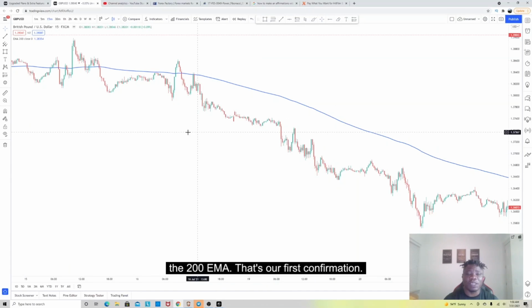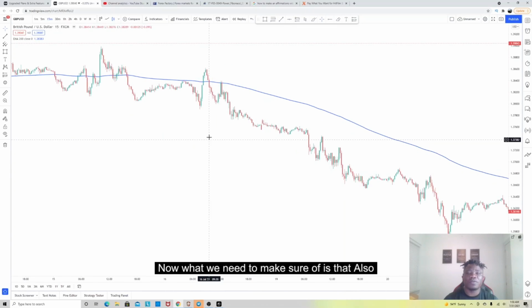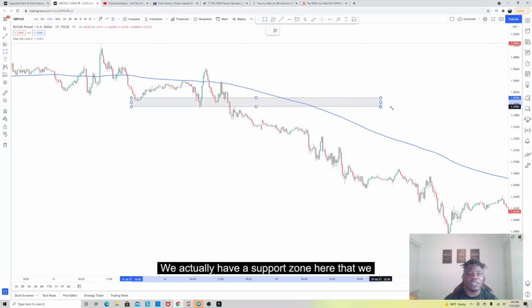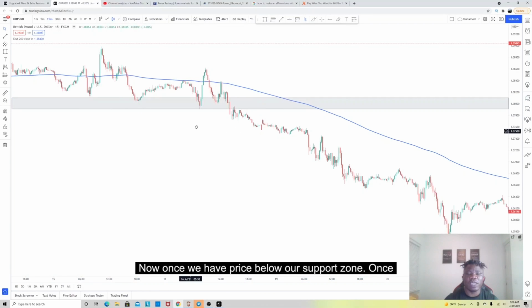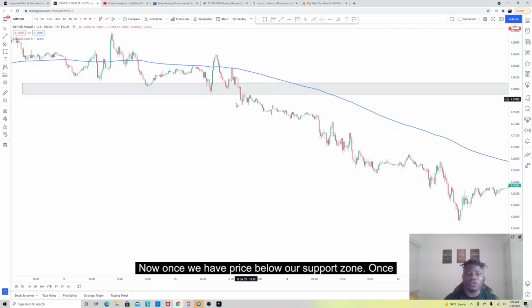That's our first confirmation. Now what we need to make sure of is that we actually have a support zone over here, and that price breaks our support zone. Once price breaks our support zone right over here, we're going to wait for a retest, and once we have that confirmation, then we can get in that trade.